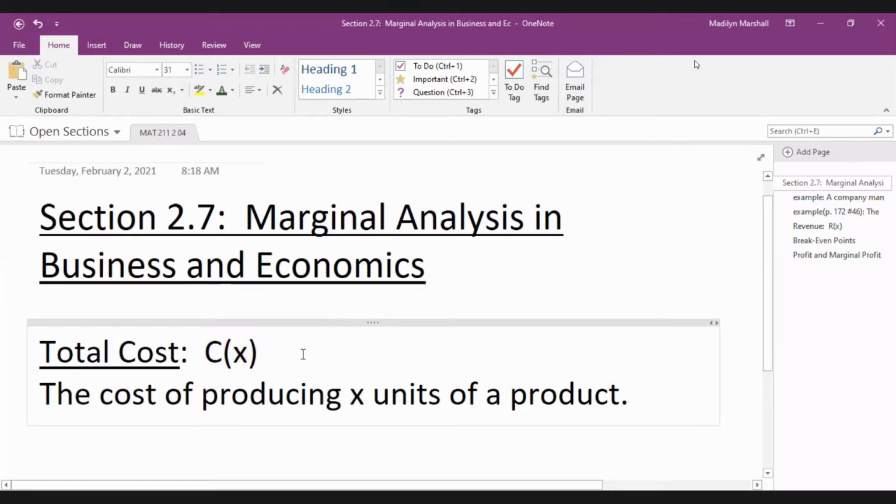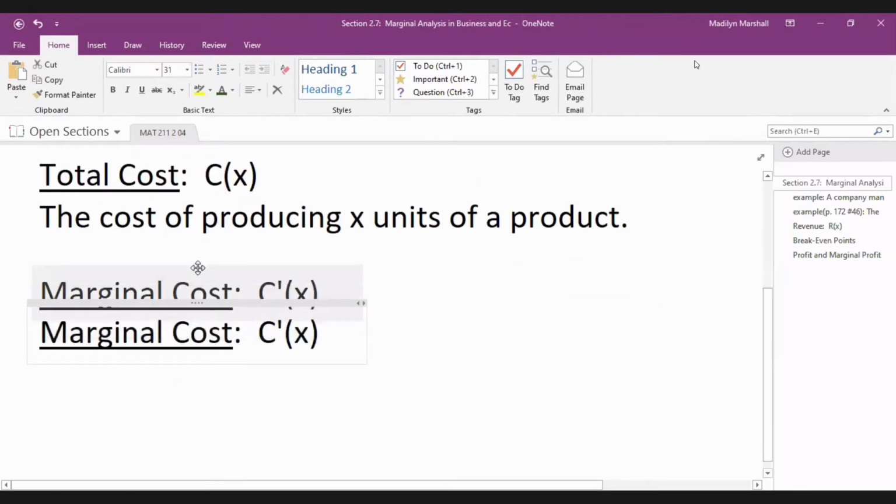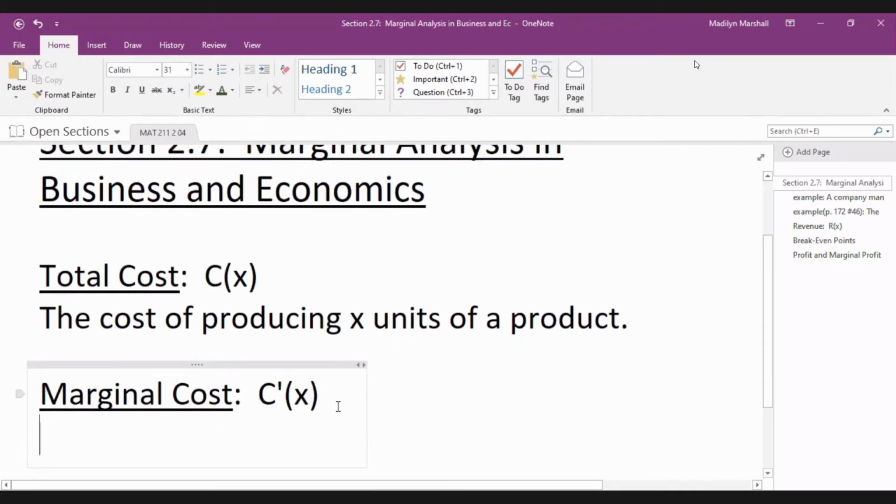So the cost function tells us that cost. And you've seen some of these in some of your word problems at the end of these previous homeworks as well. So marginal cost, we can see this little C prime here. So that's our derivative of the cost. So knowing what we know about derivatives, what does marginal cost represent in words?